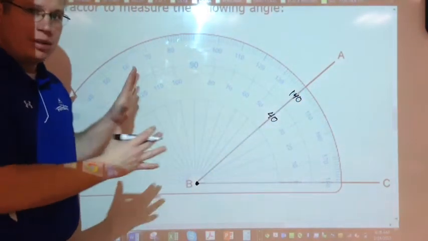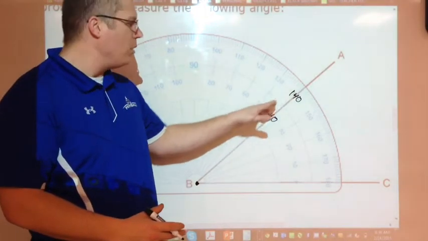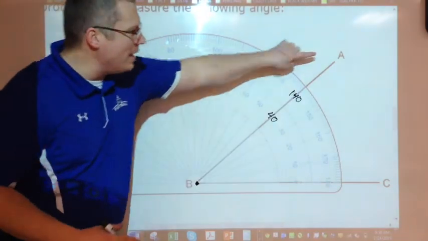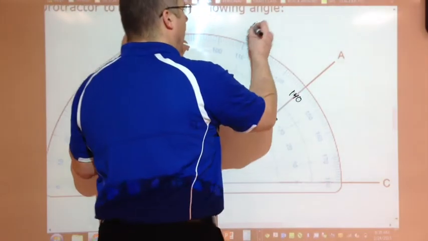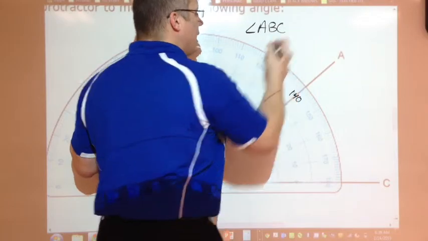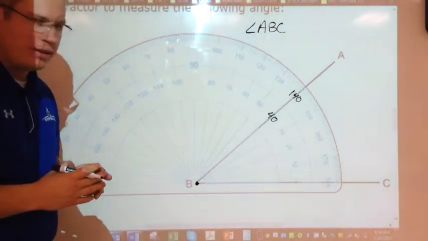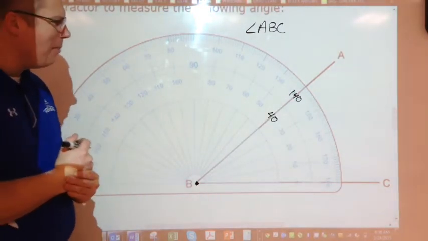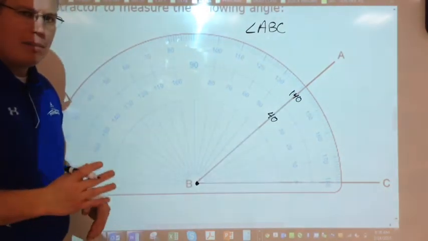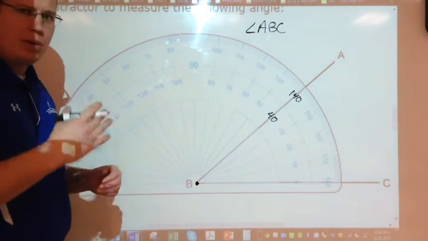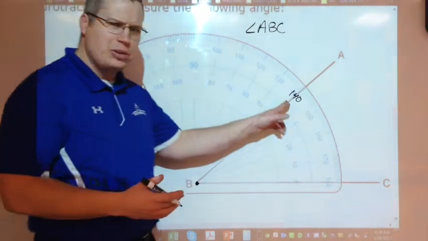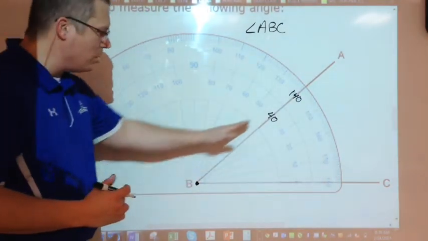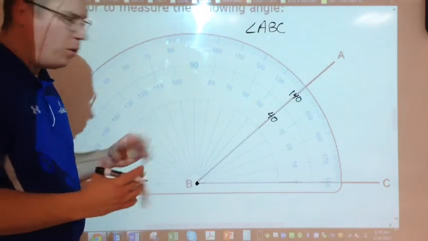Too many times students line up their protractor and take the first number they see. Oh, this is an angle of 140. But I would ask you this first. What type of angle is angle ABC? Angle ABC is an acute angle because it is smaller than 90 degrees. So now think about the number that it is touching. Which number do you need to identify an acute angle? 140, which is bigger than 90, or 40, which is less than 90. Hopefully when you look at this, you say that it's the angle 40.